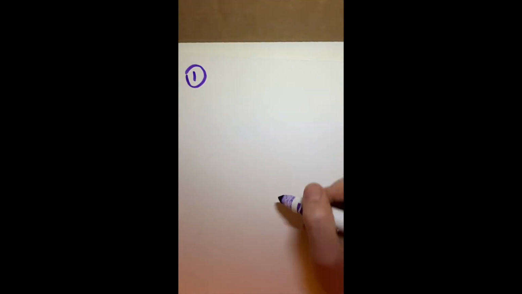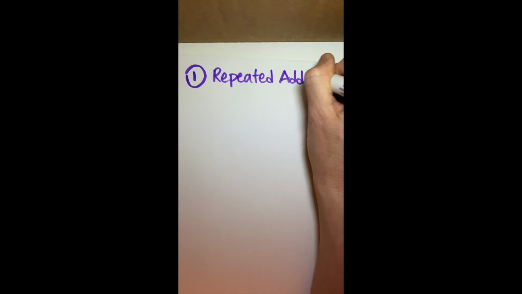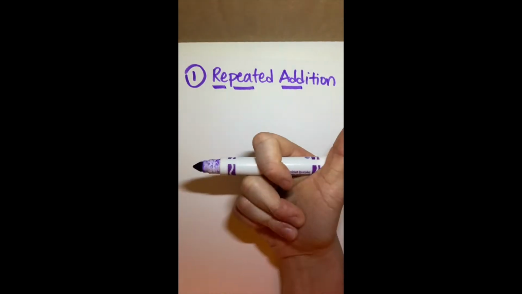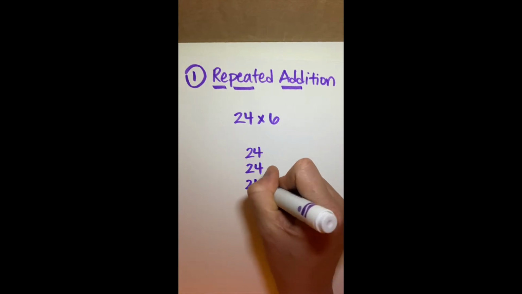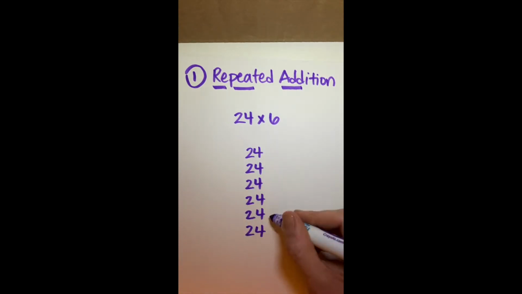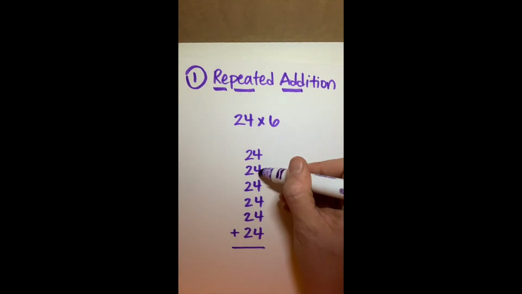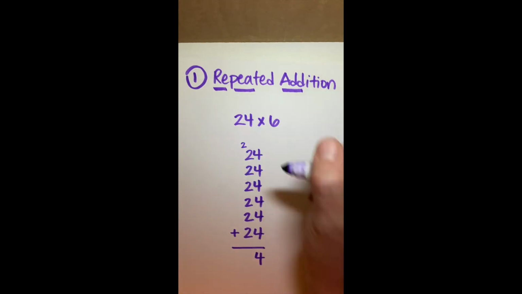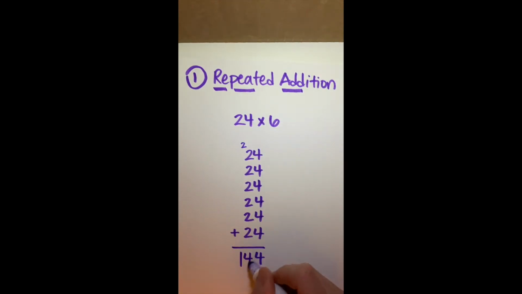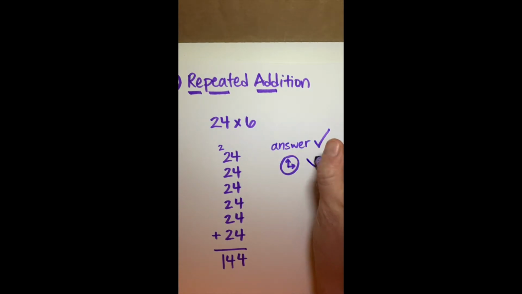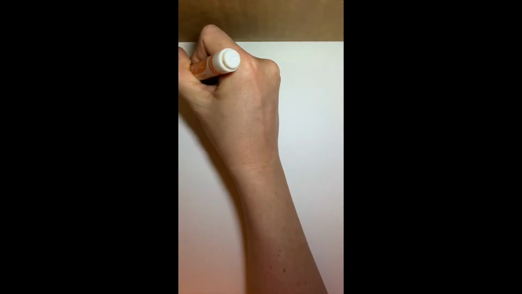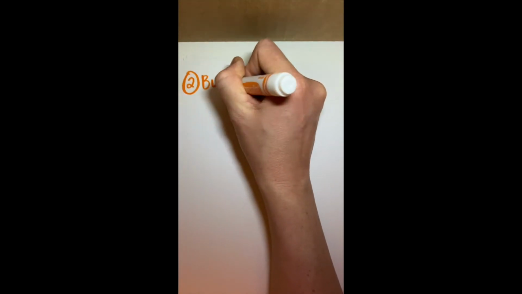The first strategy is called repeated addition, and that's where you literally add over and over again. Let's look at 24 times 6. So that means that I'm actually going to add 24 6 times. Let's count them up, add up all my ones, add up all my tens, and I get 144. Now this strategy does get me the correct answer, but it's not very efficient. It shows I understand multiplication, but I might not be able to do it in my head.